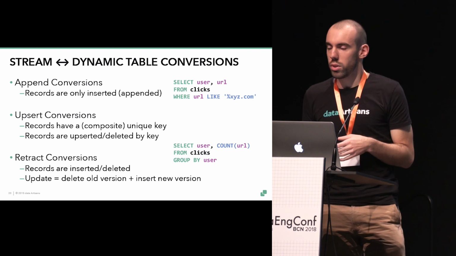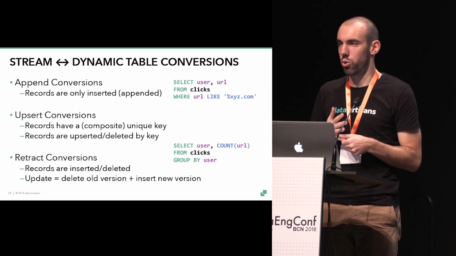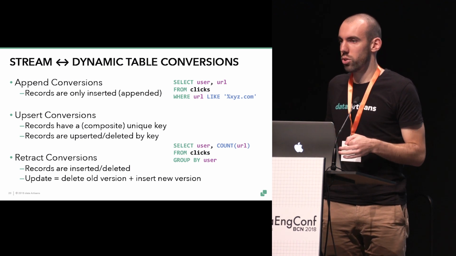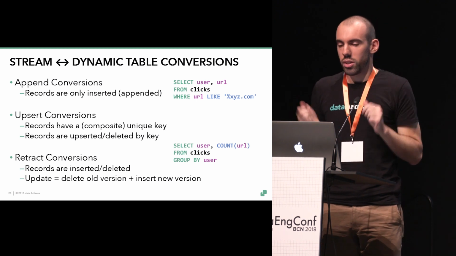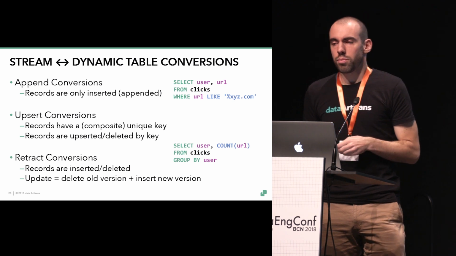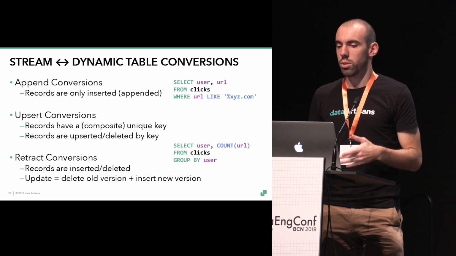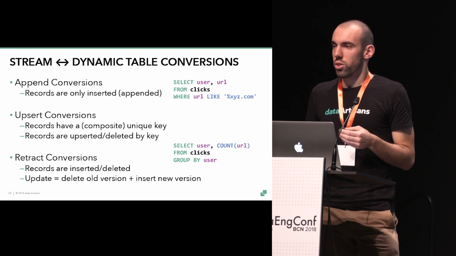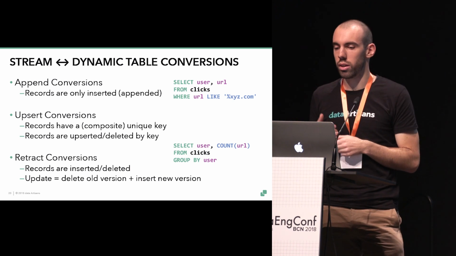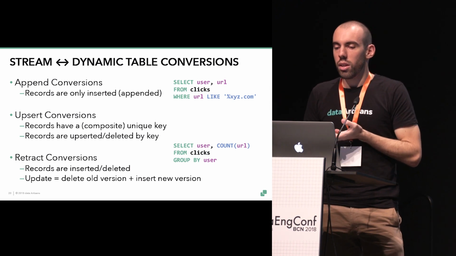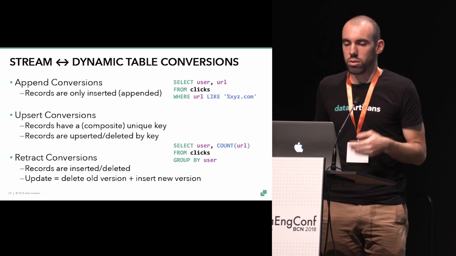So we name these three types of conversion: append conversion, upsert conversion, and retract conversion. Append conversion means that the changelog stream coming out of the dynamic table consists only of insertions. This is a typical ETL use case where you just do some projection. Maybe you want to filter out some field, or apply some simple functions like timestamp conversion. So every insertion is also an insertion in the result stream.